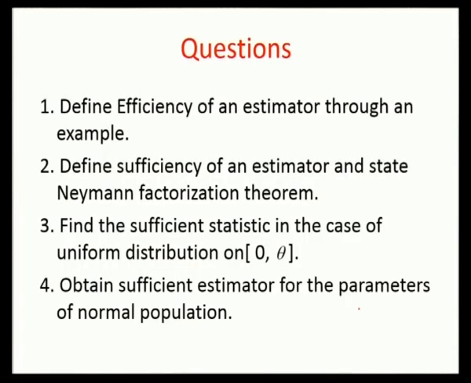Now, you have a few questions to be answered. First question, define efficiency of an estimator through an example. Second, define sufficiency of an estimator and state the Neyman factorization theorem. Third question, find the sufficient statistic in the case of the uniform distribution over 0 to theta. Fourth, obtain the sufficient estimator for the parameters of a normal population.